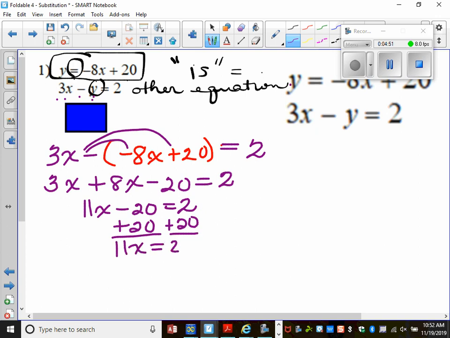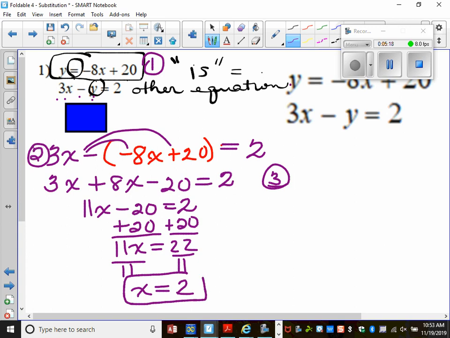11x equals 22. And so I have my first coordinate, which is 2 for x. All right. So step 3, and I'm going to label these like this was step 1 here. This is step 2. So step 3 says to take your answer that you just got here. Here's my answer. And now you're going to substitute it back into step 1.